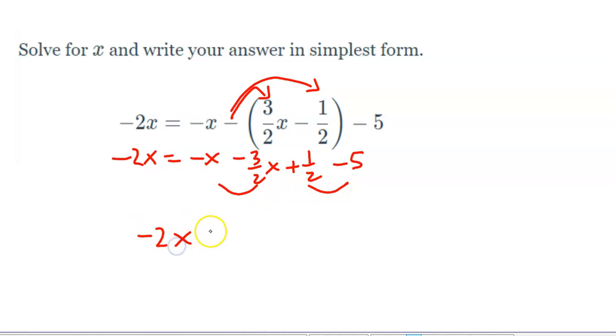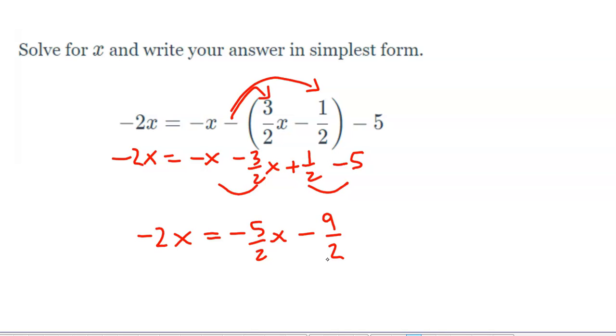So negative 2x equals, that would be 2, so it would be negative 5/2, right? 2/2 minus 3/2. And then 1/2 minus 5 would be, let's see, that would be 2, that would be 10. 1 minus 10 would be 9/2.